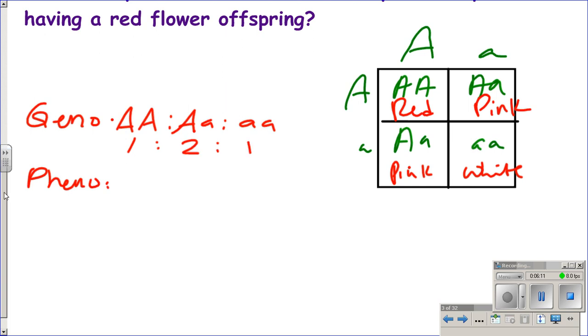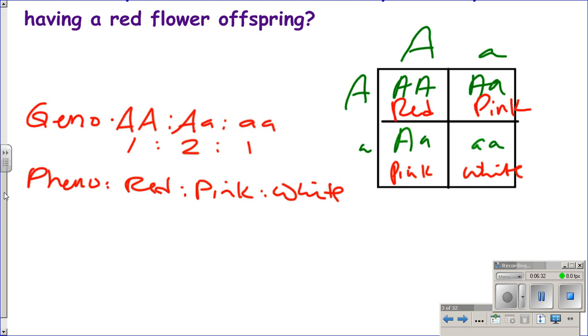So what can you automatically assume right now for phenotypic ratio? The ratio itself. Red, pink, white. What can you automatically, though, assume? I don't even have to look at the Punnett square to tell you the numbers for this.